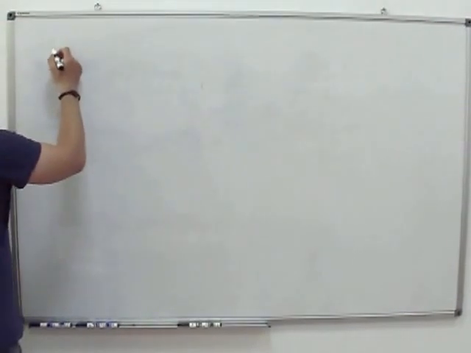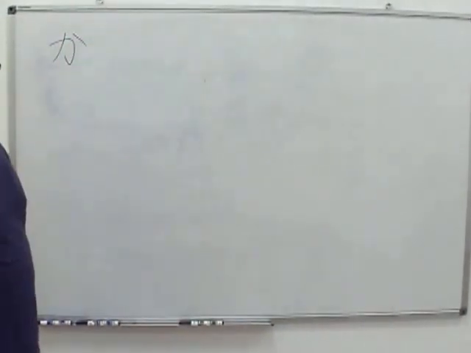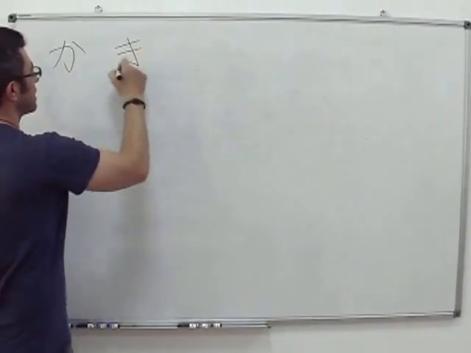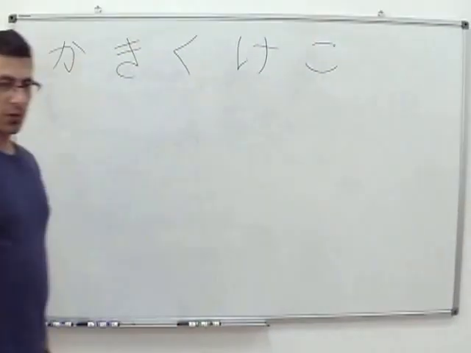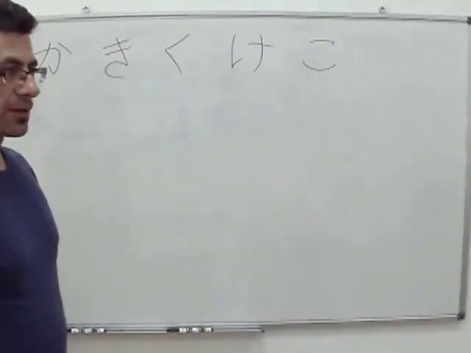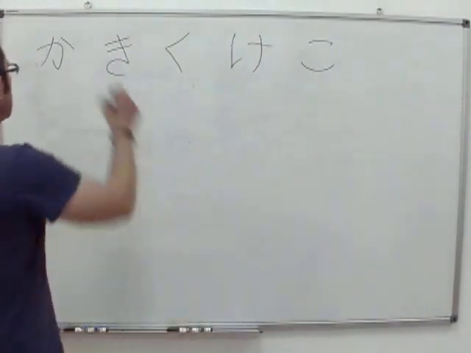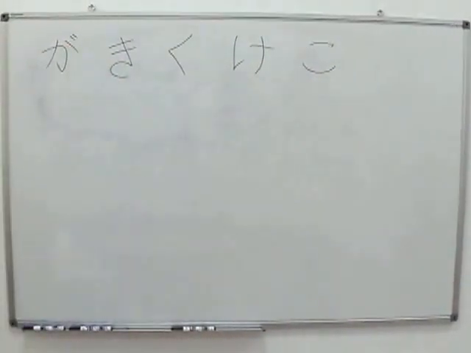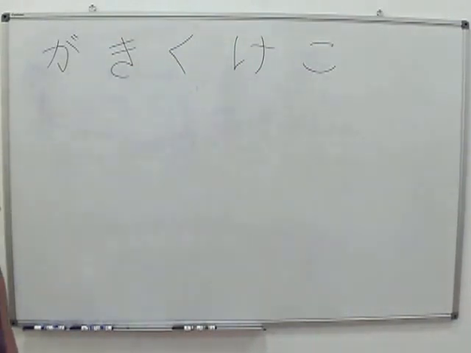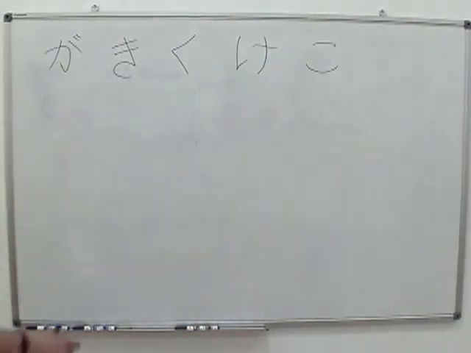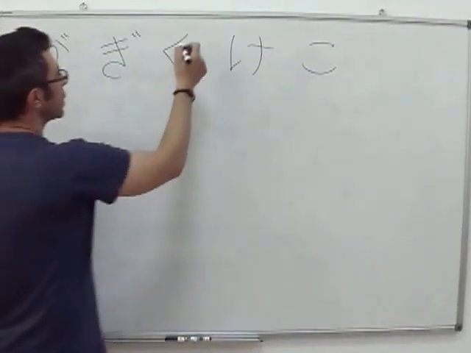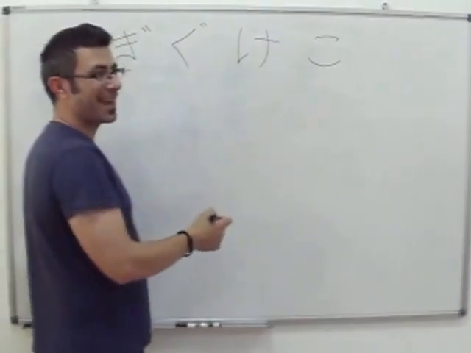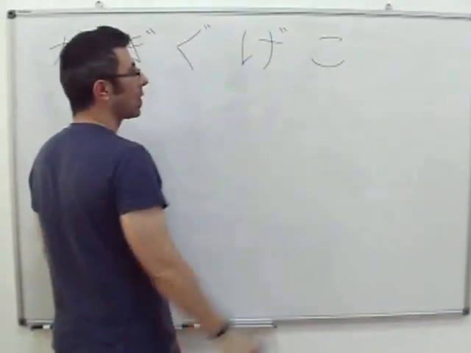Okay, and now this is ka. Ki, ku, ke, ko. So, we can change the sound. For some, we can do this dakuten. Then the ka sound is changing to ga. Ka, ga. Ki, gi. Ku, gu. Ke, ge, ko, go.